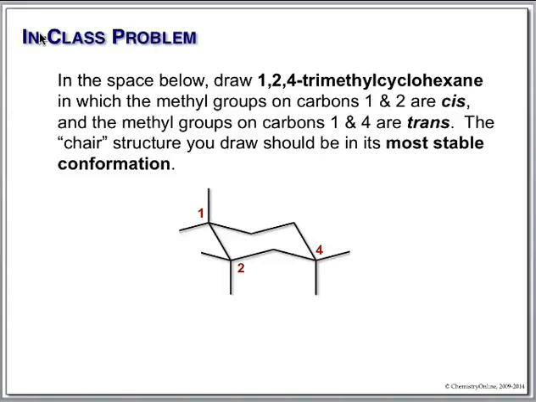We're told that in carbon number 1 and 2, we have methyl groups that are cis. Now, cis would mean that they're both going up or they're both going down. Let's go ahead and put a methyl here. That means our cis methyl is going to have to be going down in carbon 2, so it's going to have to be here. So we have cis methyls. Again, look at the drawing. They're both pointing down. That means they're cis.